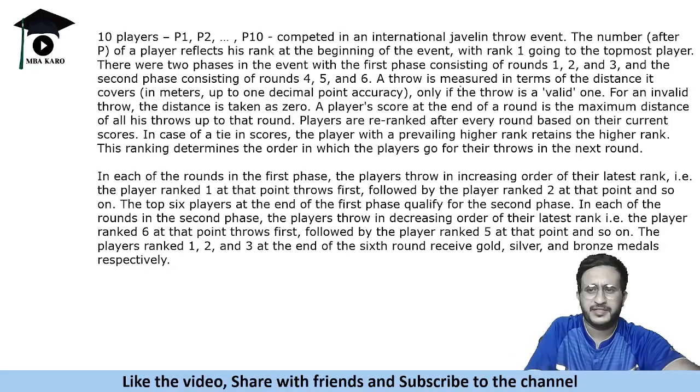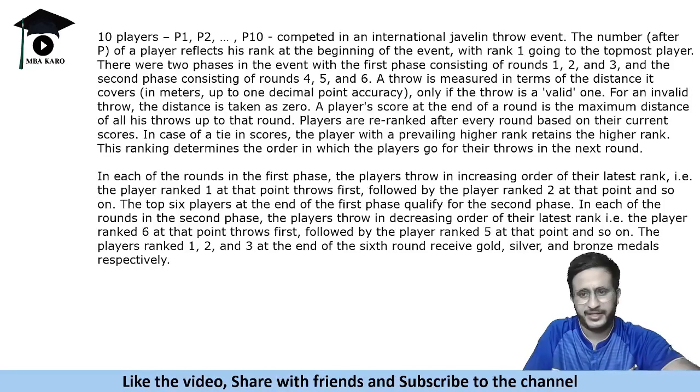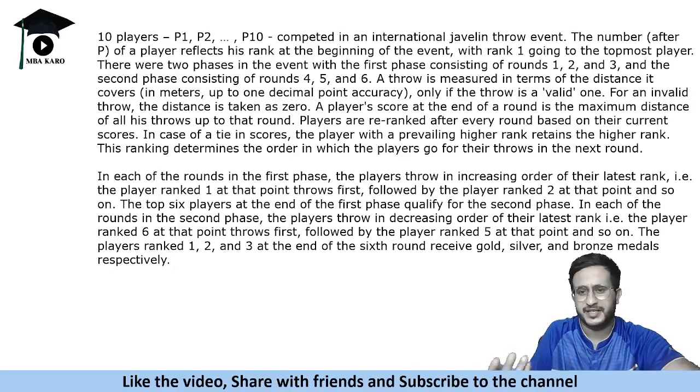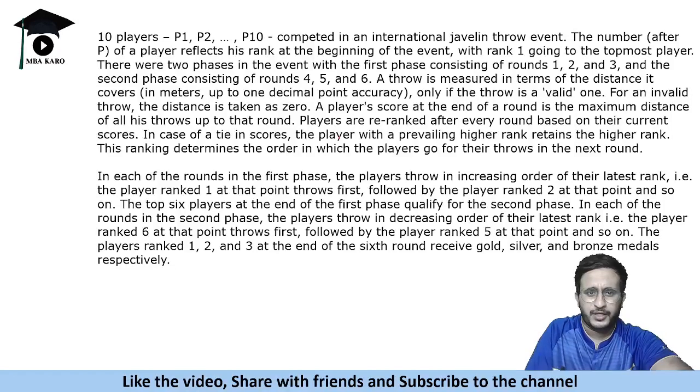A throw is measured in terms of distance in meters up to 1 decimal point accuracy, and only if the throw is a valid one. For an invalid throw, the distance is taken as 0. So if it is a valid one, then only they will count the throw. Otherwise, it is considered as a 0.